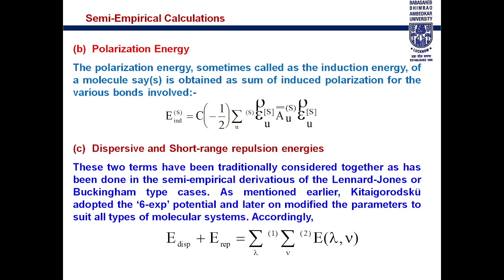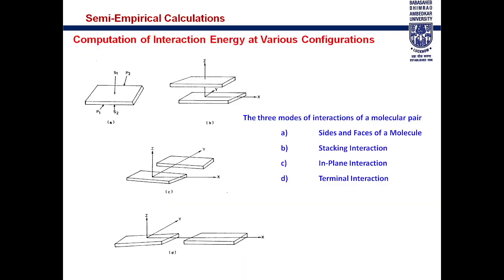Dispersive and short range repulsion energy. These two terms have been traditionally considered together, as has been done in the semi-empirical derivation of the Lennard-Jones or the Buckingham type cases. As mentioned earlier, Kitaigorodsky adopted the six exponential potential and later modified the parameters to suit all types of molecular systems, which is given by the expression.